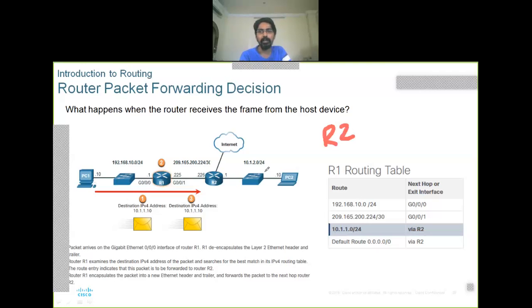First one, what is the first available route? This one, 10.1.2.0/24. On which interface is it there? For example, G0/0/1. Next, what is the next route for R2?